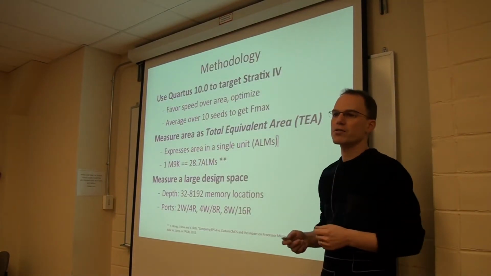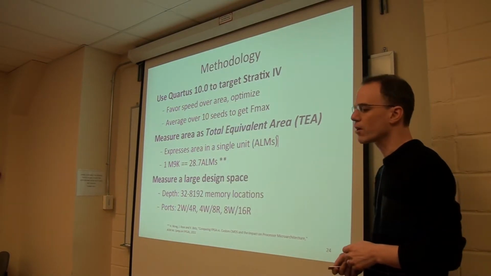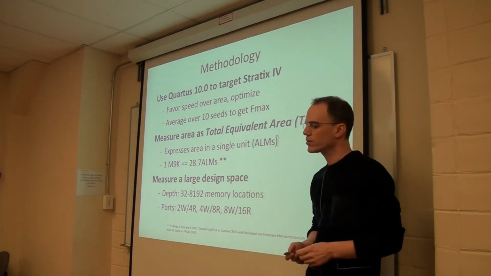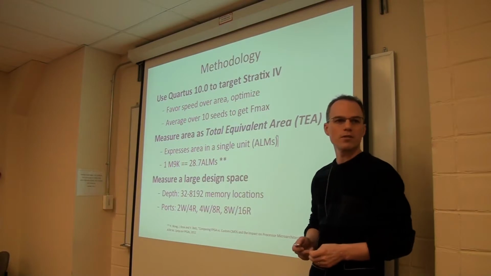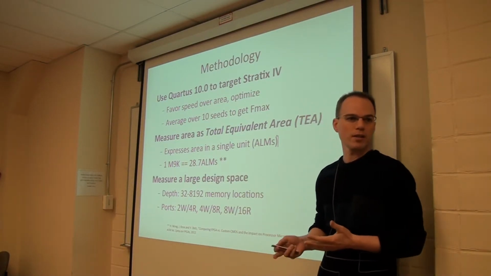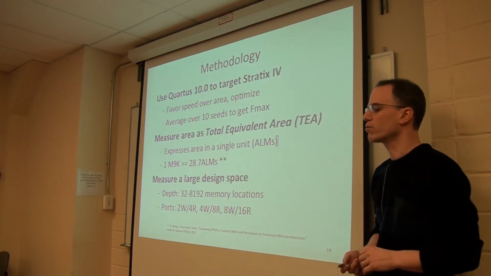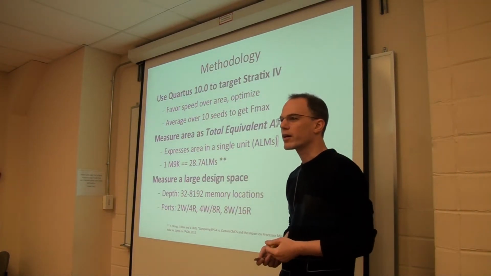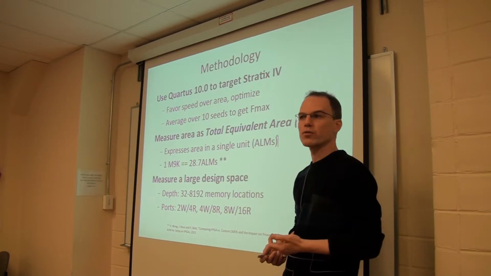Quickly, our comparison methodology. We did all this on Quartus 10.0, targeting a Stratix 4. We did speed optimization, favoring speed over area. Everything in the paper and here is averaged over 10 seeds. We report area as the total equivalent area.